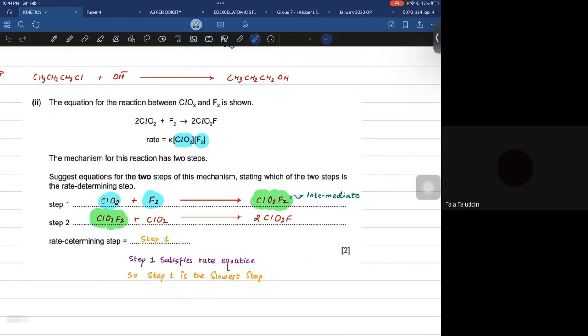Now you can see in this way, he generally asks regarding the mechanism. Like they are saying that the equation for the reaction between ClO2 and F2 is shown. The mechanism for this reaction has two steps. Okay. Suggest equations for the two steps.